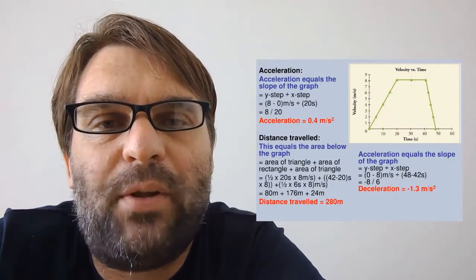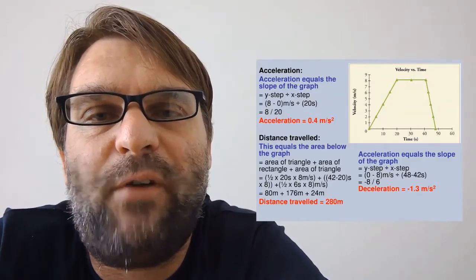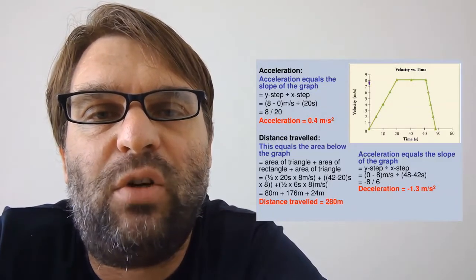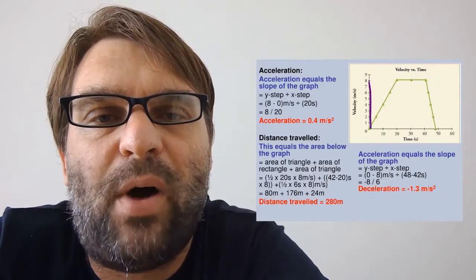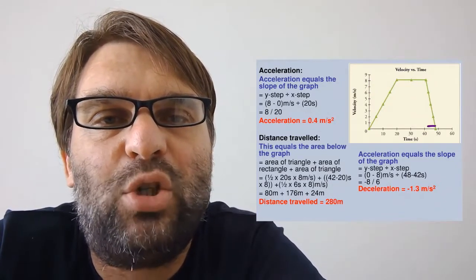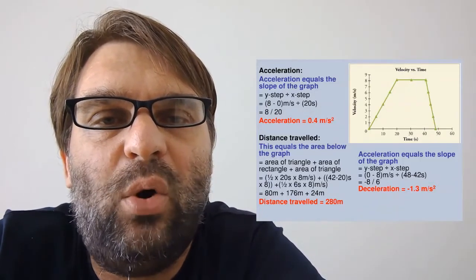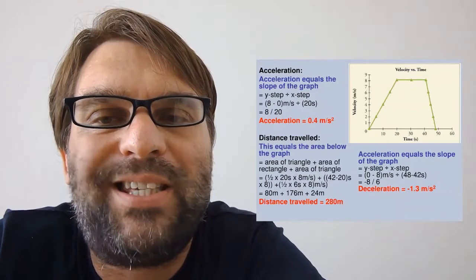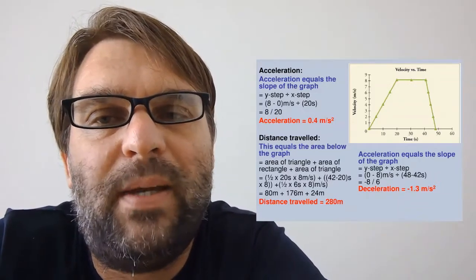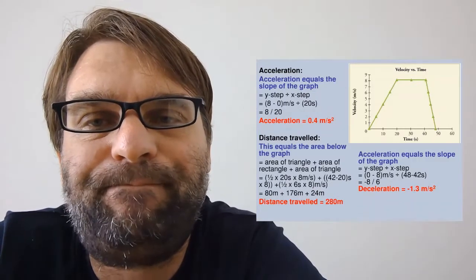And we can see that by the change in y over the change in x. So the final velocity minus the initial velocity is 0 minus 8, and you divide that by the time it took to travel that distance, which is 48 minus 42 seconds, or minus 8 divided by 6, or negative 1.3 meters per second per second. It's negative because the object is decelerating.